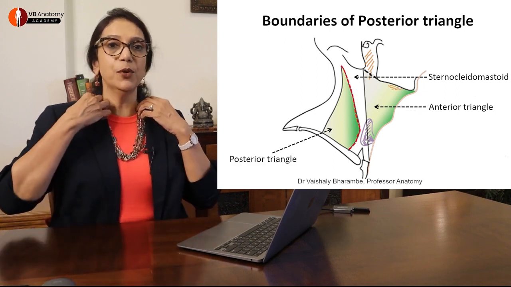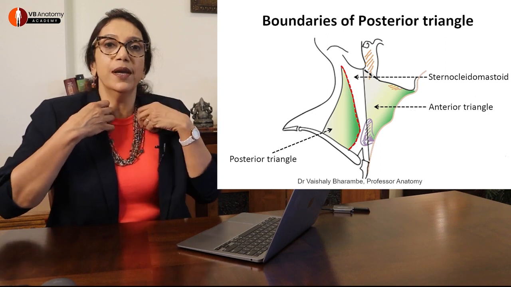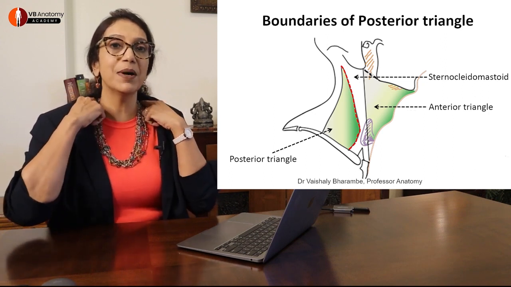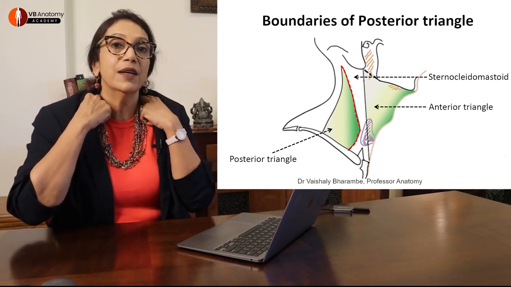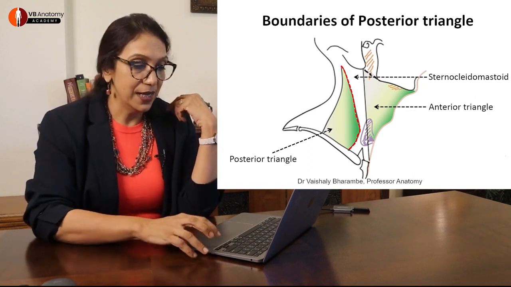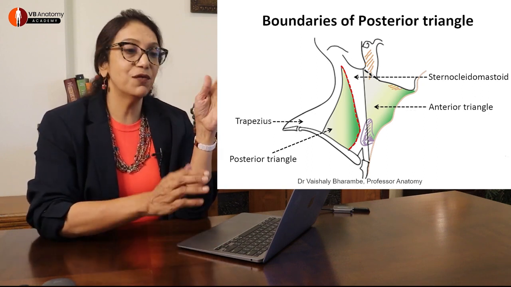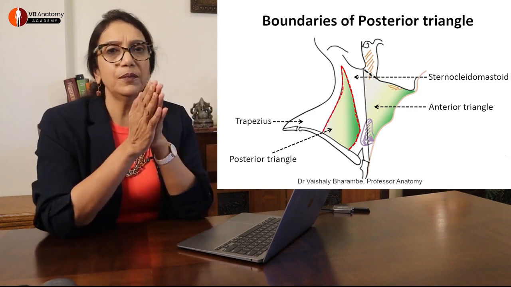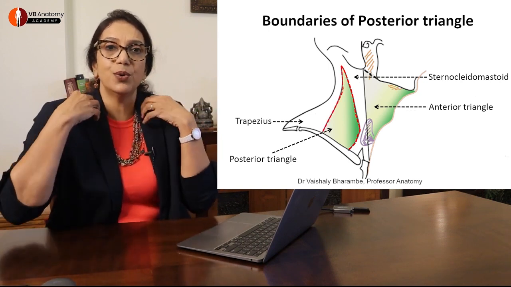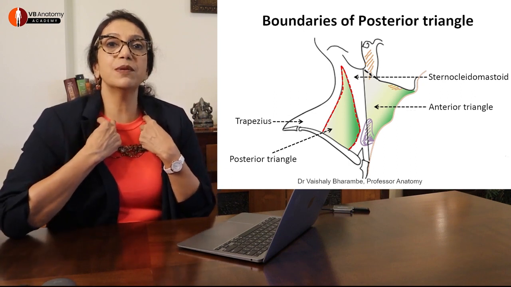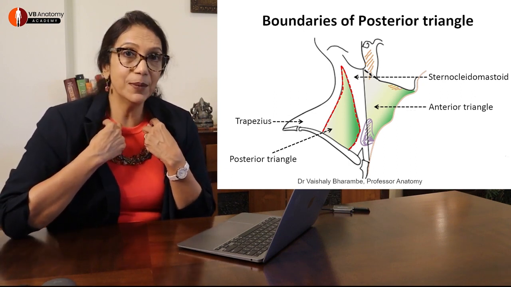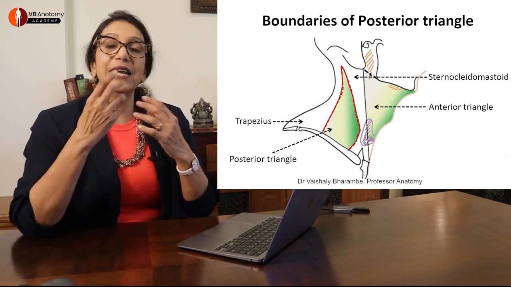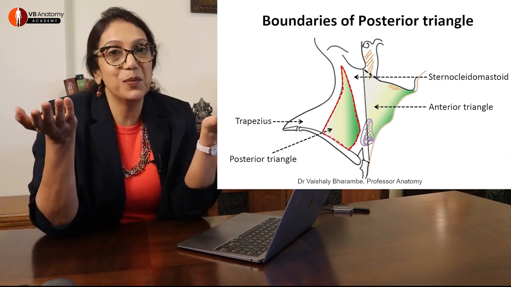Okay. Now lift up your shoulders. Shrug. Okay. As you shrug, you can feel a muscle becoming prominent here. This muscle is your trapezius, which forms the posterior boundary of posterior triangle. Now I want you to lift up your shoulders. You will feel two bones becoming prominent here. Can you feel them? Yes? Yes, that's the clavicle. Obviously, that's the beauty bone.